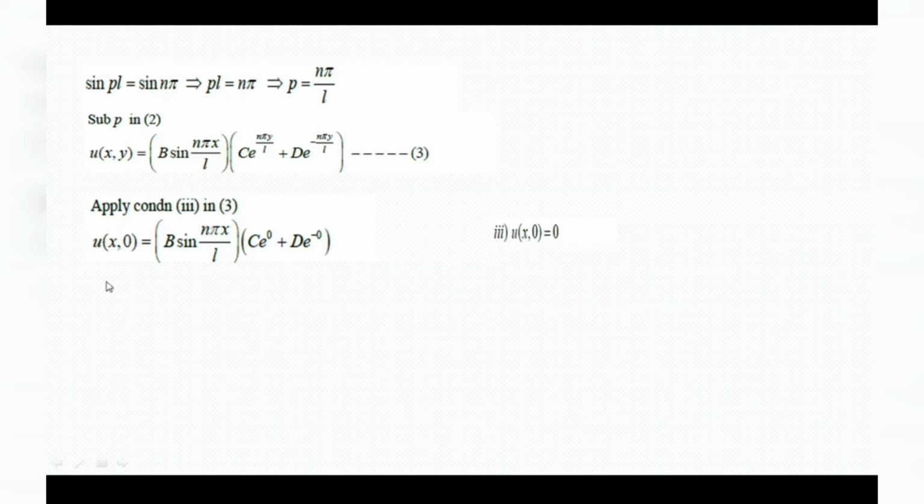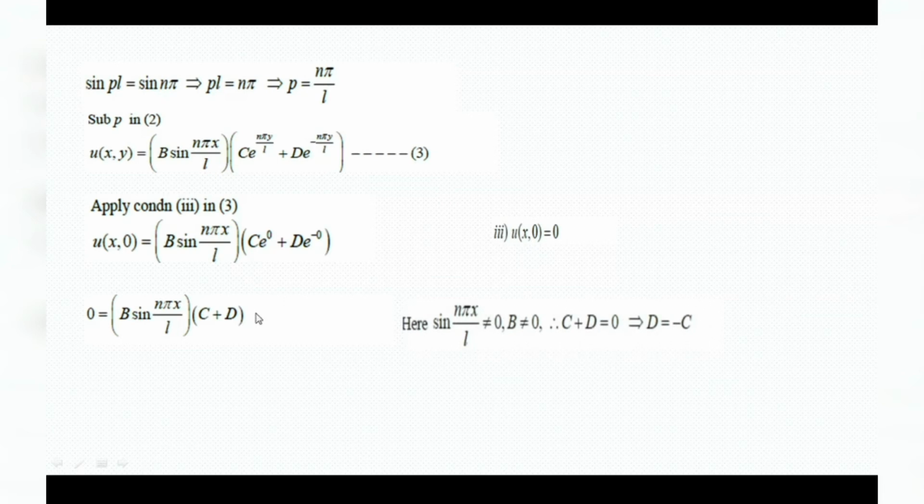Therefore, U of x comma 0, here we put 0, and e power 0 is 1, e power minus 0 is also 1. So we will get this as B sin n pi x by L into C plus D. Here we have discussed B not equal to 0, and this is x. We don't know about the x value, so this cannot be equal to 0. Therefore, the only option for us is C plus D equal to 0. So I can write it as D equal to minus C, or you can write it as C equal to minus D. It is left to our choice only.